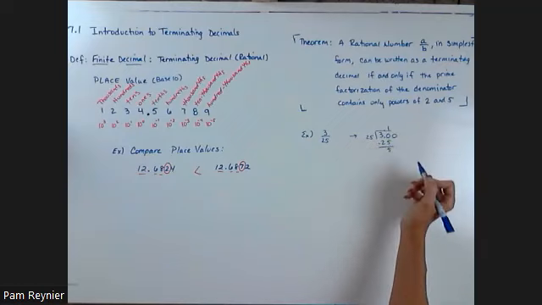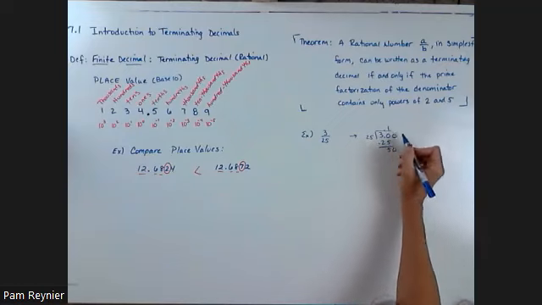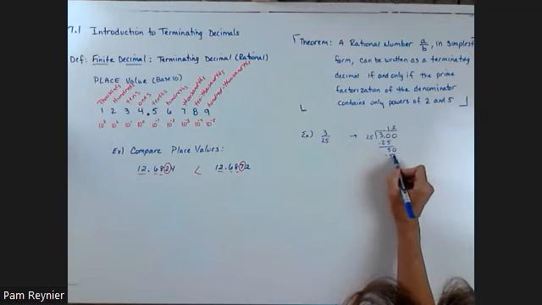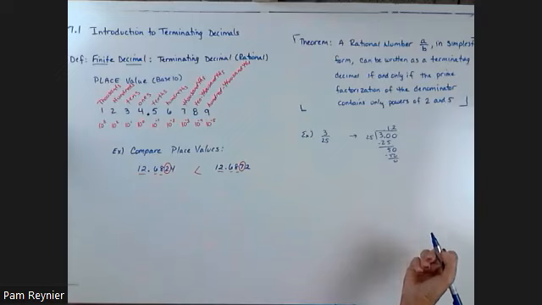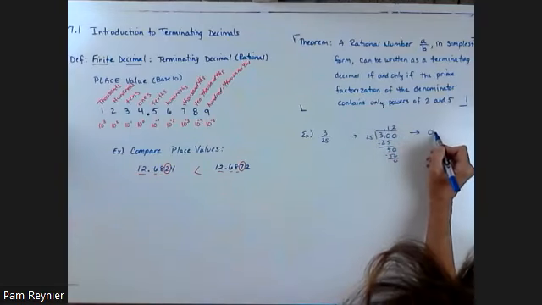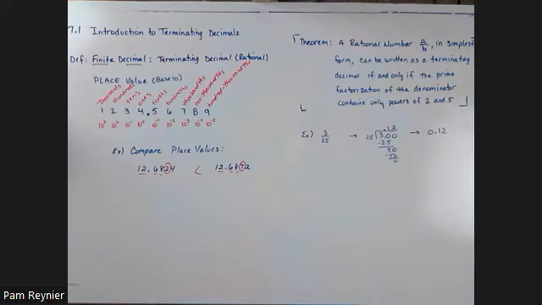Yes, we could put a place value of 0, bring it down. 25 goes into 50 twice, and we're done. So yes, we can see that this would be the same as 0.12, but you may not always want to do the long division. So instead, we can incorporate this theorem. Okay, and I'll show you how.